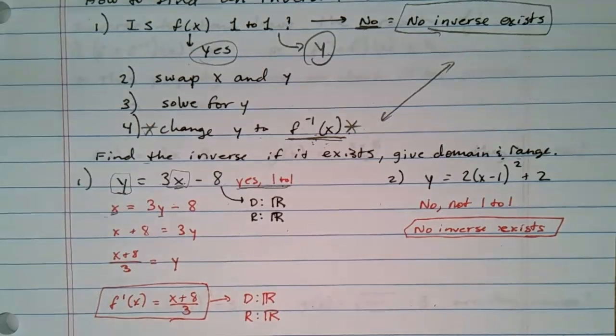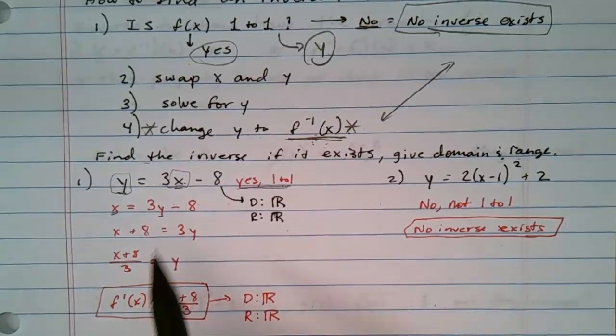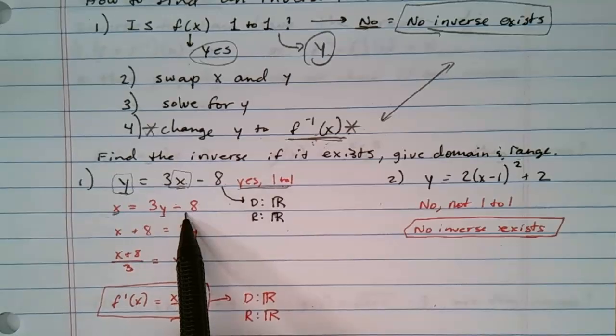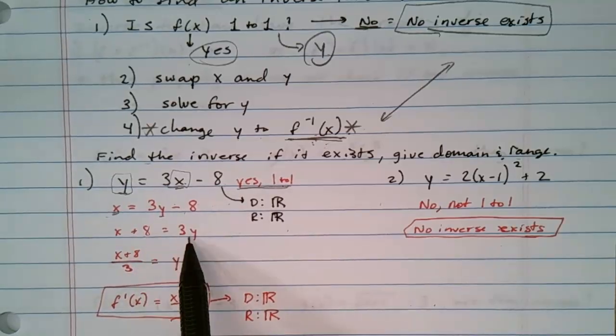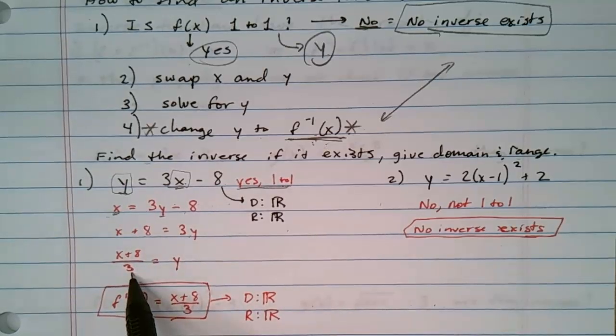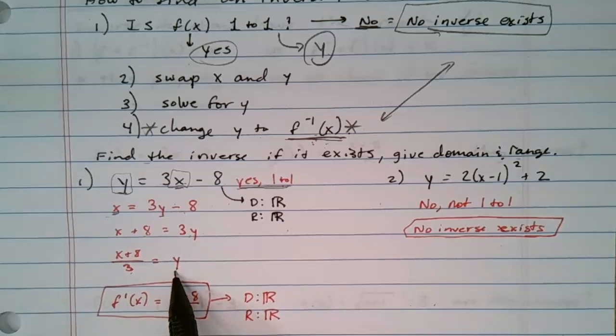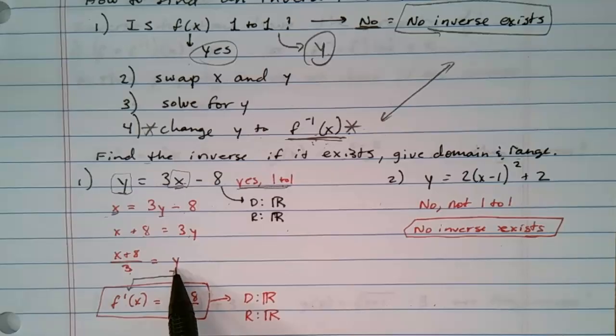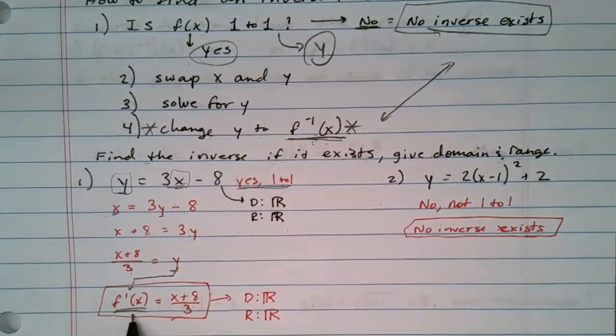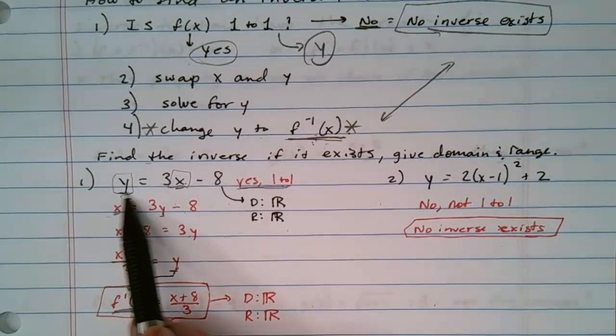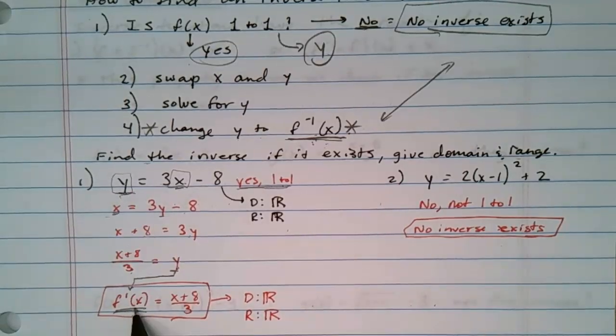That is step 2. Step 3 is the hard part, solve for y, which in this case is not that difficult. So I'm going to add 8 to both sides. Then I'm going to divide by 3. And I get (x plus 8) over 3. This is my inverse function, so I'm going to call it f inverse of x. And this is step 4, where I change this into my new function. This is not the same as the original equation, so I give it a new name.